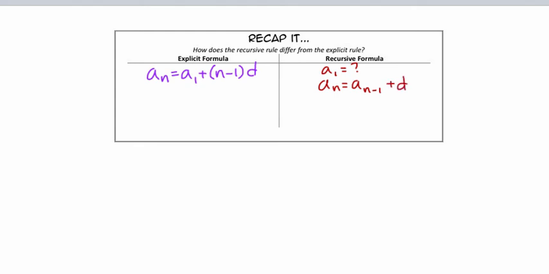So what's the difference between these two? What does one formula have that the other doesn't? And that's where I'm going to let you explain in your own words how the recursive and explicit formulas differ from each other.